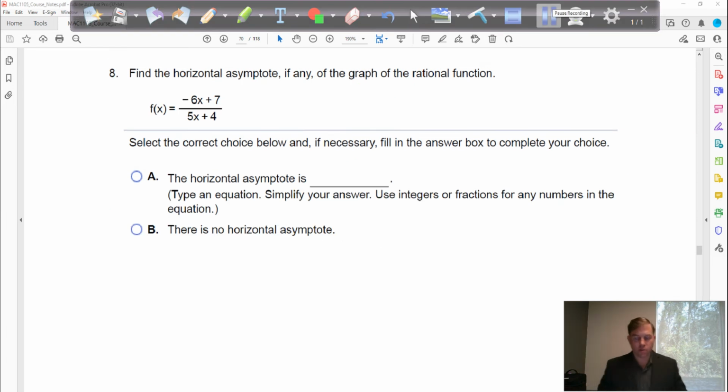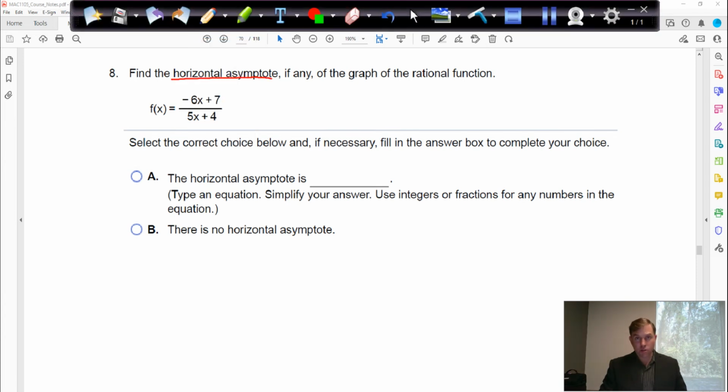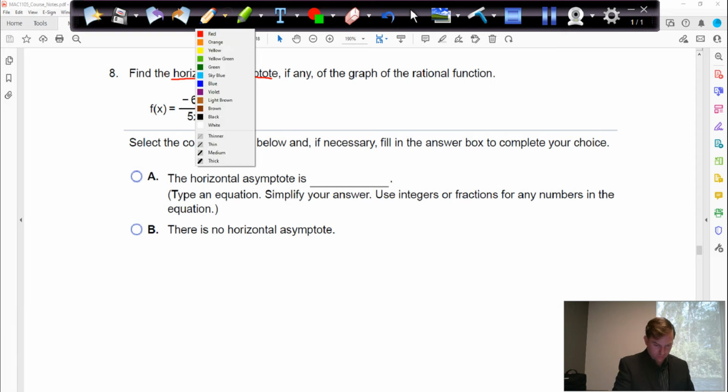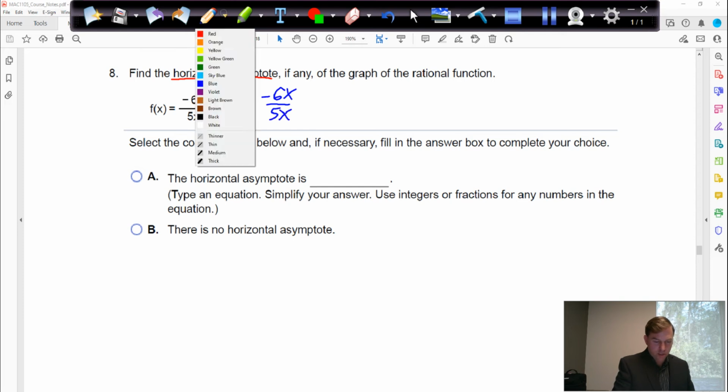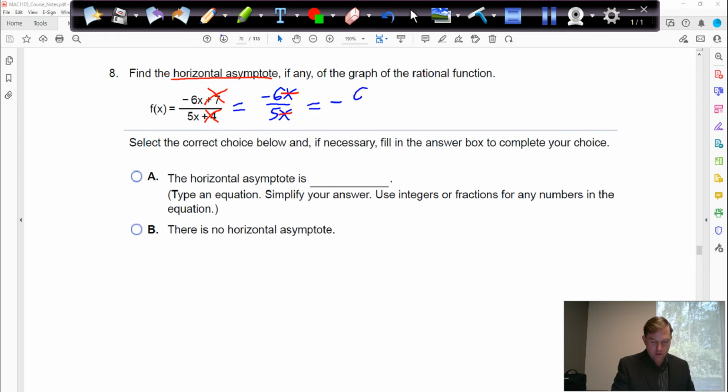Okay, so knowing that, we can do these problems pretty quick. So if I look at this one, it wants horizontal asymptotes. I'm going to ignore all but the highest powered x term. The highest powered x term on top is just x, so we ignore the number 7. And on the bottom, the highest powered x term is x, so we ignore the 4. So this function will simplify to minus 6x over 5x. But just like before, x on top, x on bottom, they cancel. And so this is minus 6 over 5. So there will be a horizontal asymptote at the line y equal to minus 6 over 5.